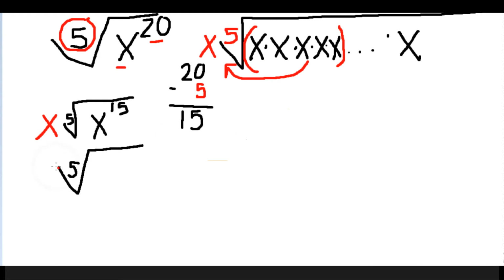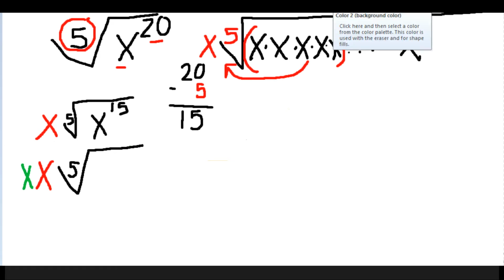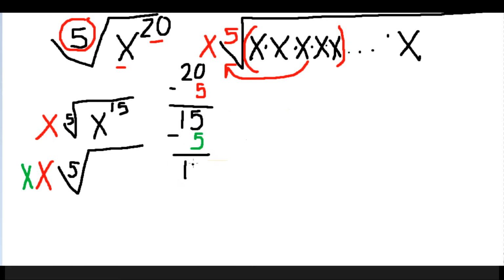The first group of 5 we pulled out gave us 1 x on the outside. Now we're going to pull out another group of 5. So now we're going to have 2 x's on the outside being multiplied together. How many are going to be left in our radicand? Well, we had 15, and now we took out another group of 5. So what is 15 minus 5, you guys? That's going to leave us with 10 copies of x left underneath our radical. So now we're left with x to the 10th in there. Okay, so far so good.